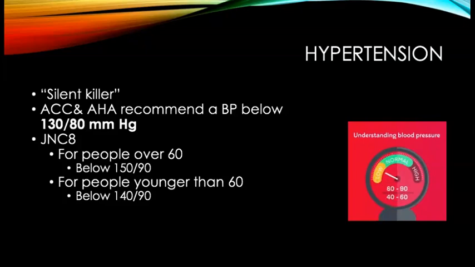With our goal ranges of blood pressure, we have different governing bodies that give recommendations on what our blood pressure should be. The American Heart Association, for example, argues that 130/80 should be the recommended level, whereas JNC 8 has slightly different parameters. For example, people over 60 should be below 150 over 90, and that's also because of those cardiovascular changes that can occur. And then for people younger than 60, it should be below 140 over 90.